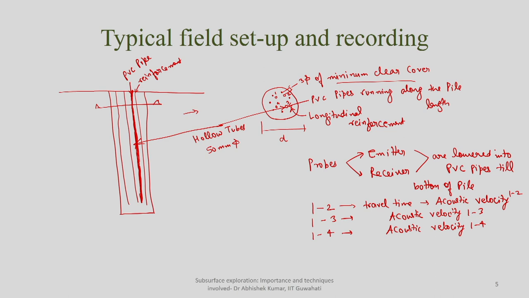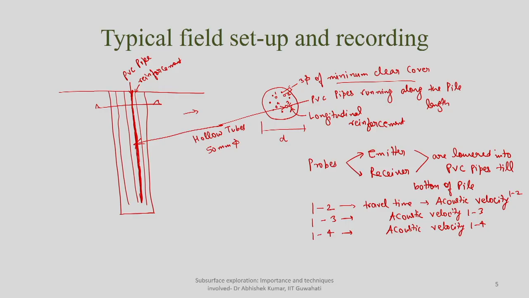Now, once the receiver as well as the emitter reaches the surface, you can shift the receiver from tube number 2 to tube number 3, and again start doing the same test from the bottom to the surface. So, again I can put here a slightly bigger circle for the pile cross section.